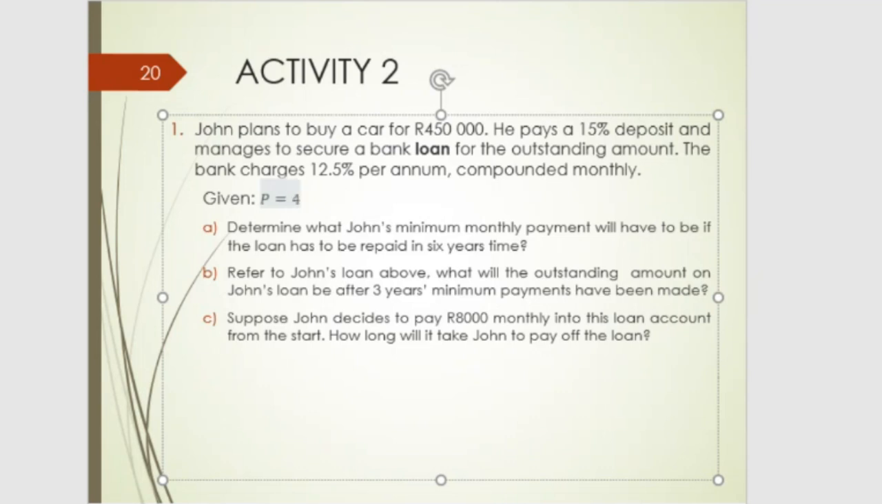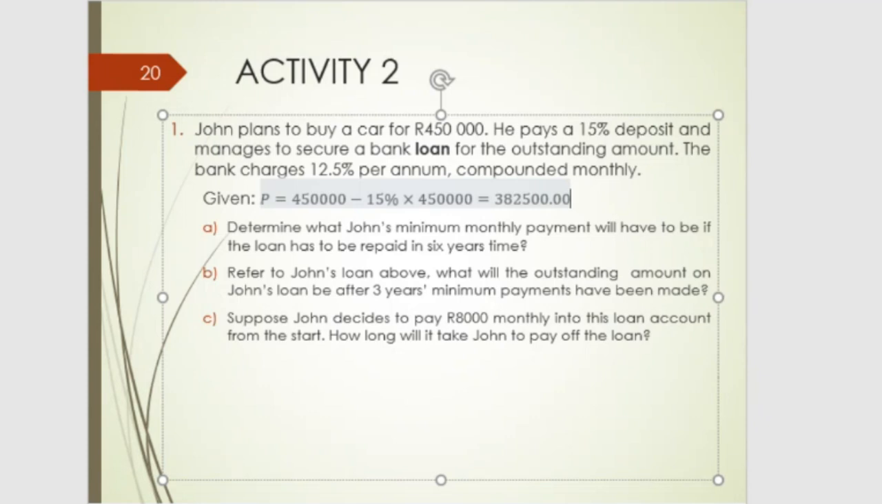So meaning that here, what is going to happen? Let's see how much the bank is going to give John. So it's going to be 450,000 minus 15% multiplied by that 450. This would be the amount that the bank is going to give John. Let's see, how much is it now? I'm getting something like 382500. This is what I'm getting.